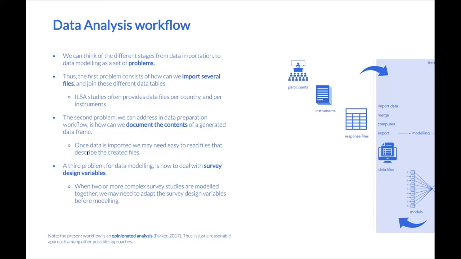In the case of ICCS, this is not the case. What they give you is 24 files for the background questionnaire for students. So you're receiving one file per country, per instrument. For example, if the study is collecting data from teachers, then you would have an instrument, an informant, and then a country. Then you can multiply how many files you are going to receive. In the case of ICCS 2016, I think it's about 139 in total.